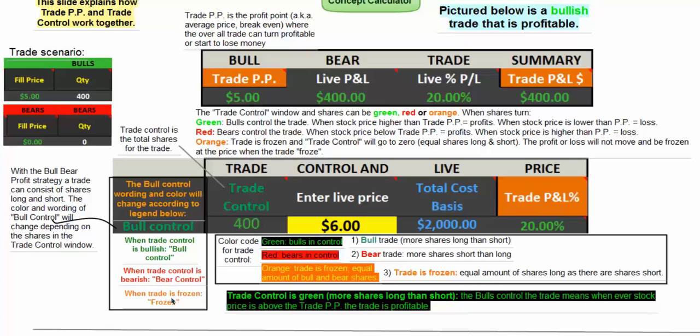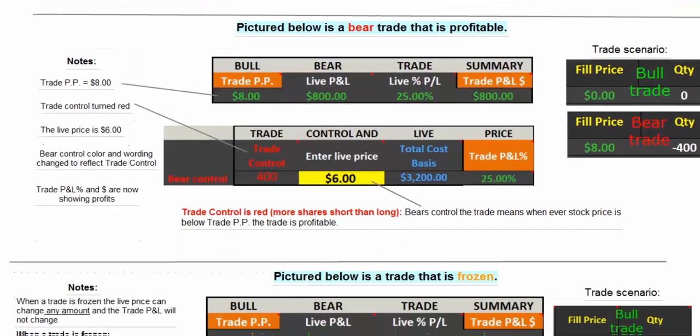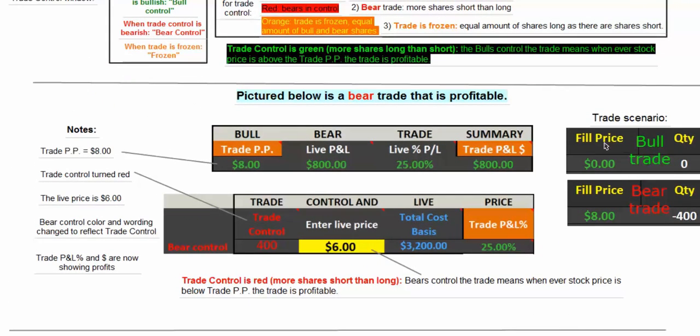And then when we scroll down to the next scenario where a trade is frozen, this window will turn orange and it will say frozen. So we'll scroll down here, and pictured below is a bear trade that is profitable. This is the scenario here.